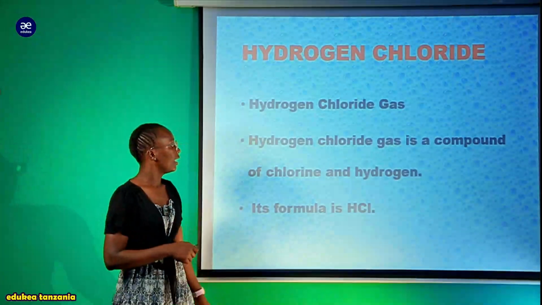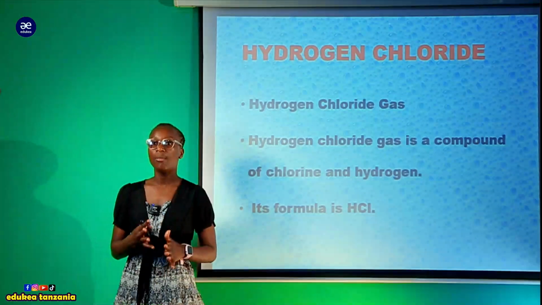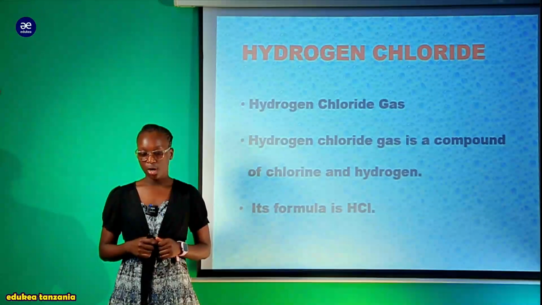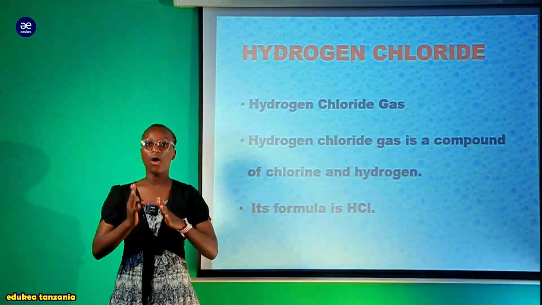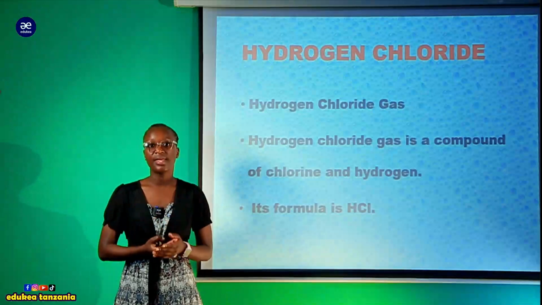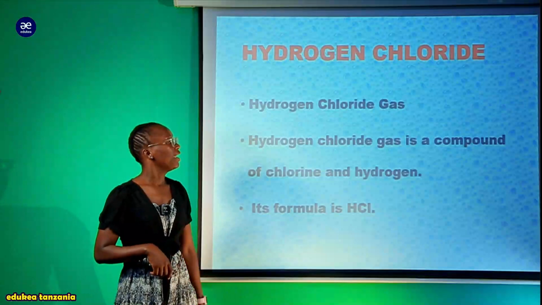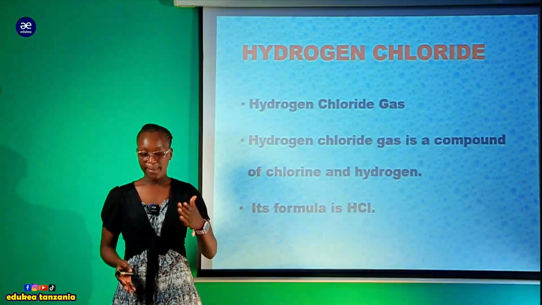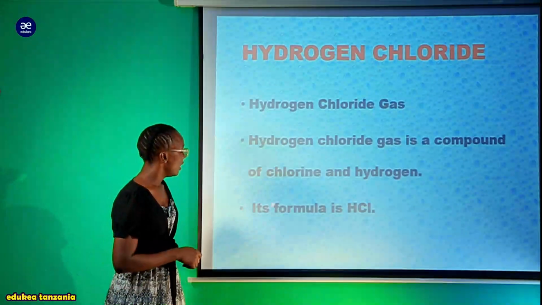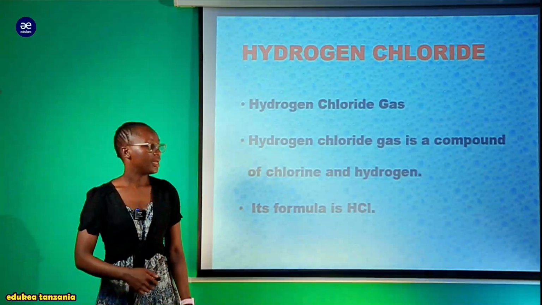Hydrogen chloride gas is the compound of chlorine and hydrogen. Kwamba hii ni compound ambayo iko made up of two elements. We have the chlorine and we have the hydrogen. So once it reacts or once it becomes a compound is where we can have the substance of two or more substances combined together in a fixed ratio or defined ratio. So tunaenda kuona kwamba hii hydrogen chloride gas ni compound ambayo ipo katika mchanganyiko wa hydrogen vile vile na chlorine. So its formula is HCl. Kwamba formula yake, chemical formula yake, it is HCl.